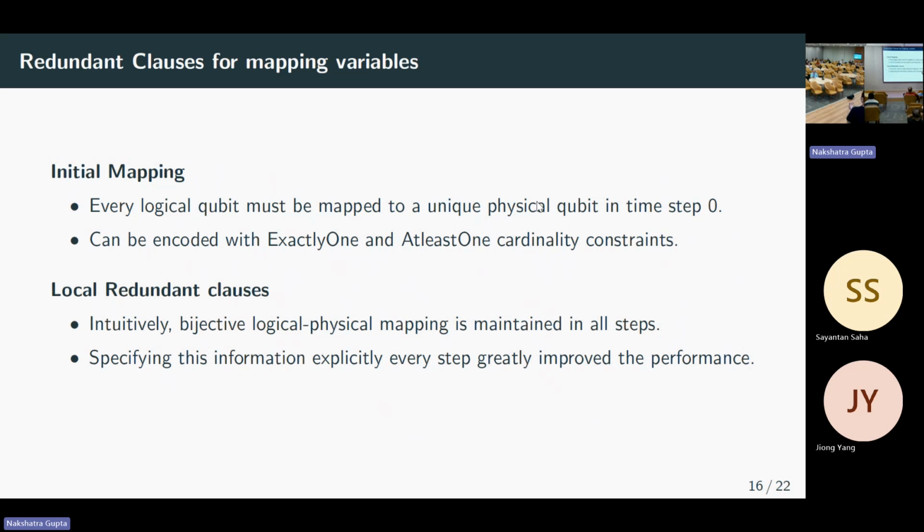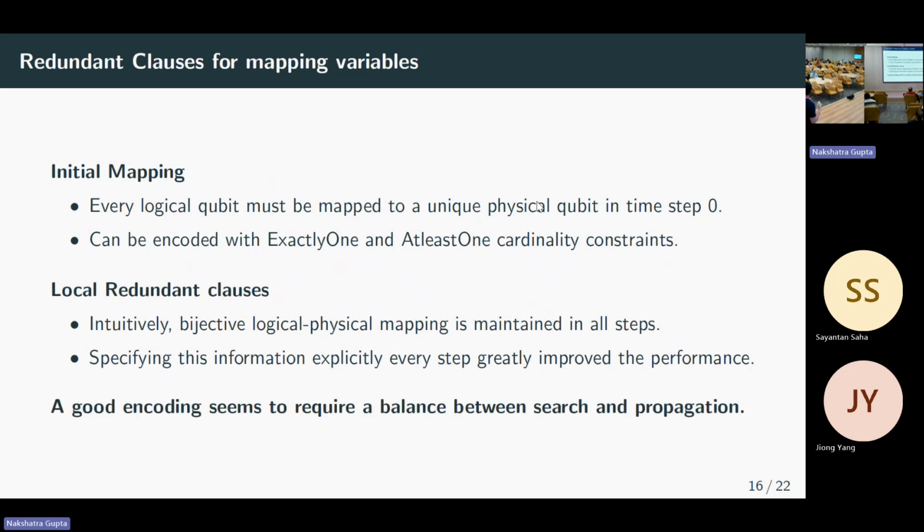But the SAT solver might not know. It needs some search to figure this out. So it turns out giving this explicitly seems to help SAT solvers quite a lot. So we also do this. In general, we experimented quite a lot between levels of propagation, giving redundant clauses, and trying to have clauses in a different way. So a good encoding seems to require a balance between search and propagation.